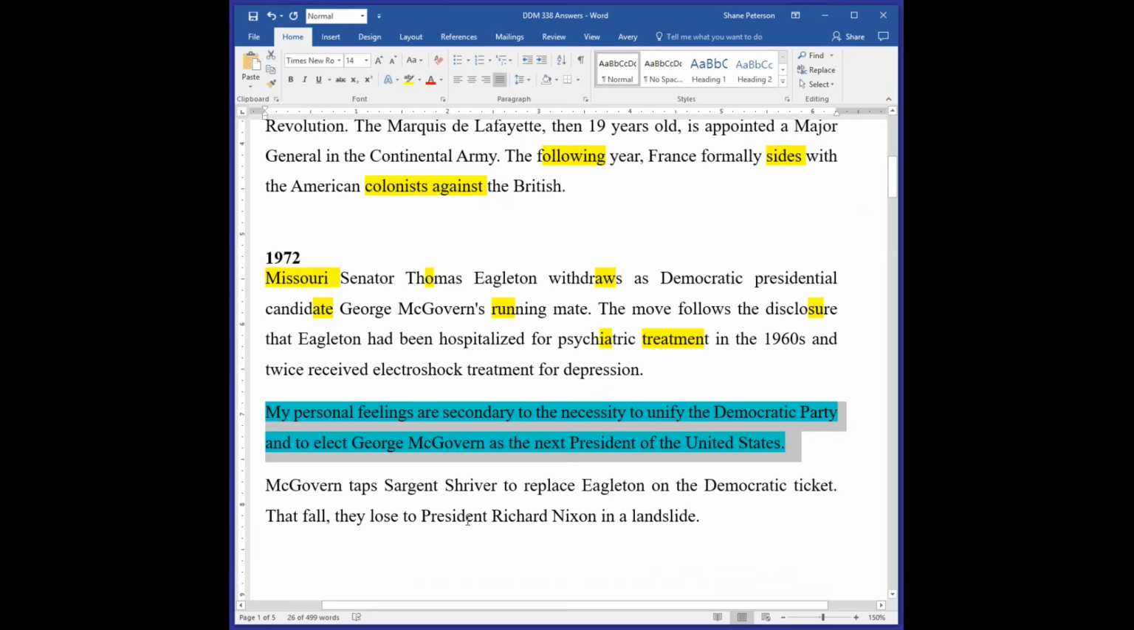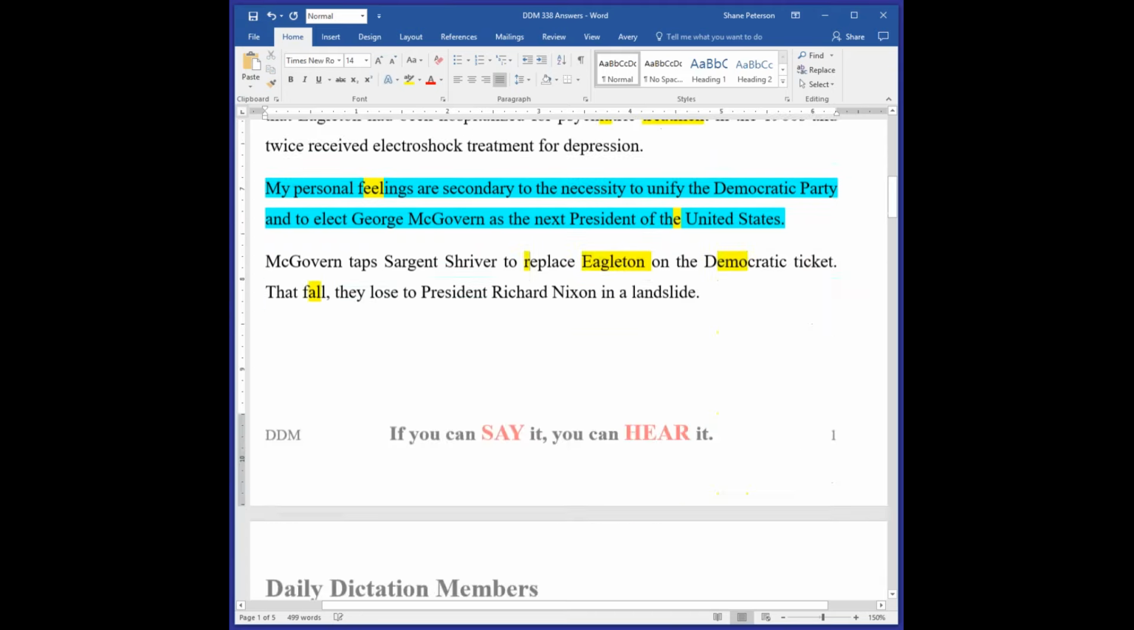Okay. My personal feelings are secondary to the necessity to unify the Democratic Party and to elect George McGovern as the next President of the United States. McGovern taps Sargent Shriver to replace Eagleton on the Democratic ticket. That fall, they lose to President Richard Nixon in a landslide.